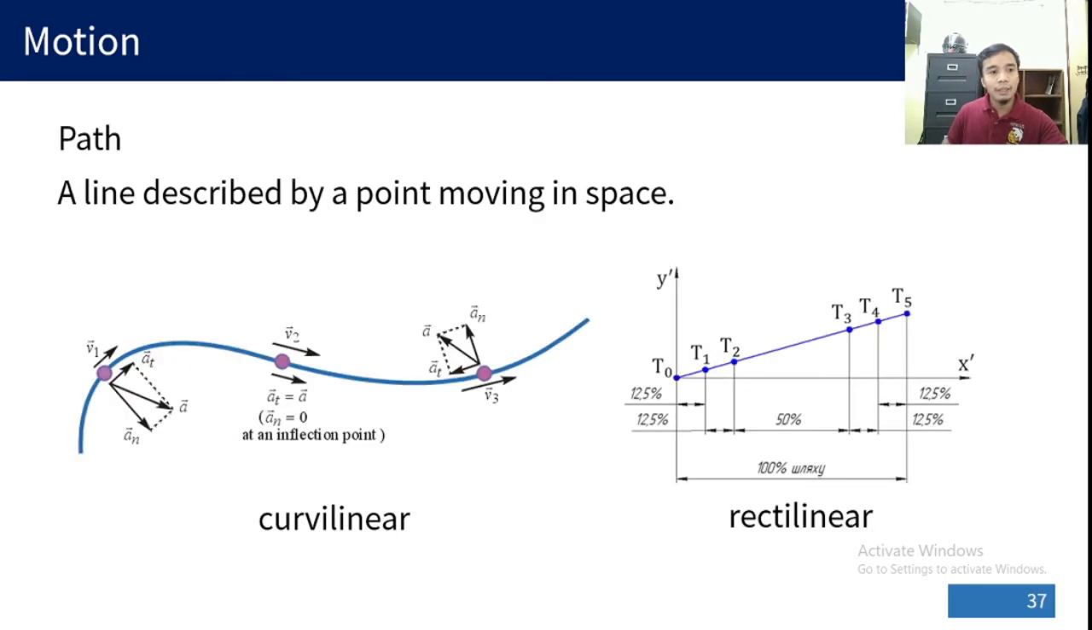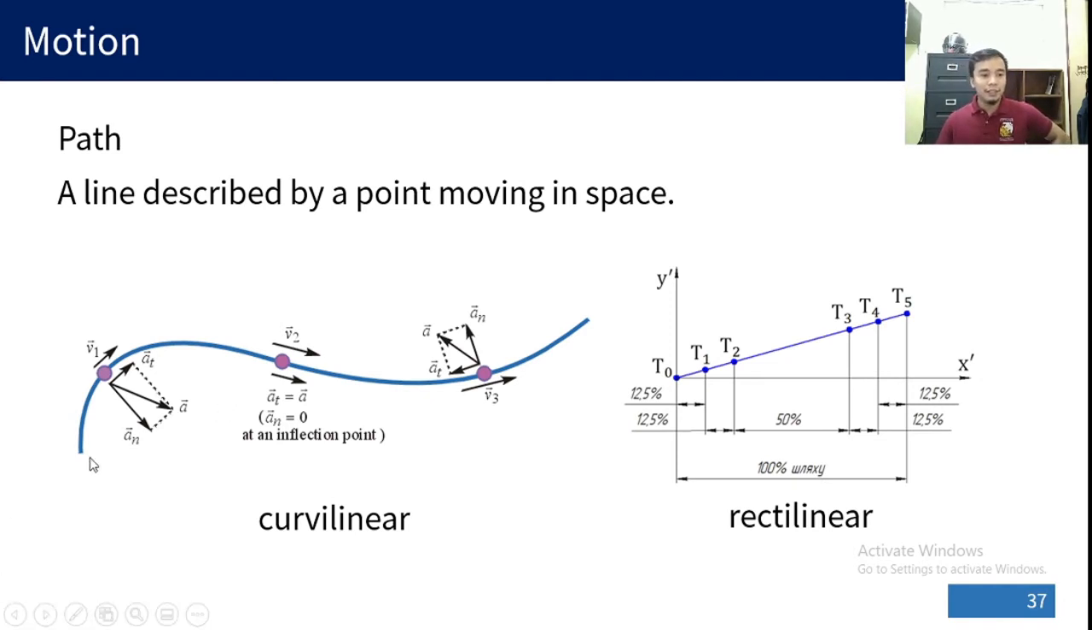Okay? A path is a line described by a point moving in space. Okay? A path may be either a curvilinear or a rectilinear nga path. Okay? So muna siya kung usa ka point, usa ka particle is na motion, nag-move siya in space. Katong nga line nga matrace niya, katong trail nga sa path, sa line nga sa usa ka point nga nag-move in space, mo ta siyang gitawag path. Okay? So it could be either curvilinear or rectilinear.